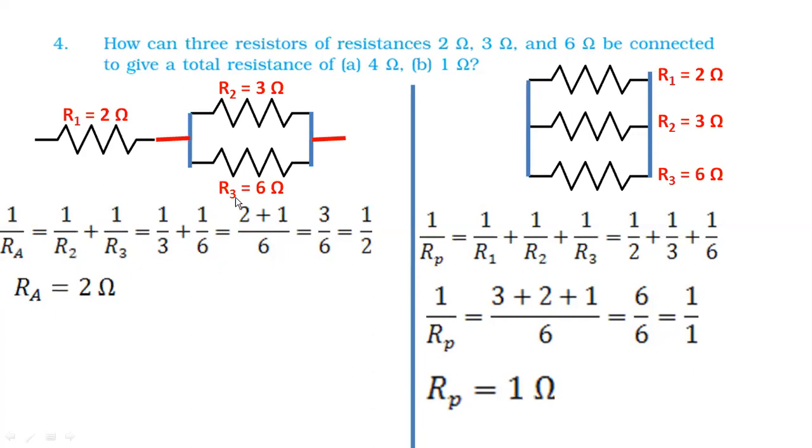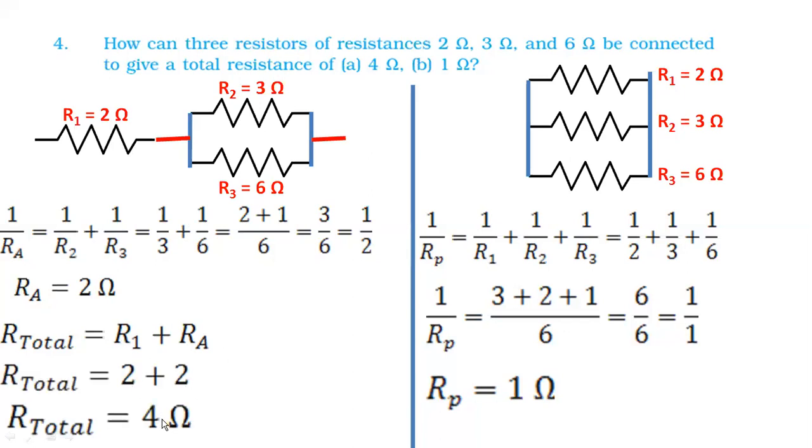Now this RA is connected in series with R1. So I have to apply now which formula? Series formula. पहले parallel formula लगाया. क्यों? Because R2 and R3 were in parallel. Now I have to use which formula? Series formula. So it will become R total. I will call it R total. Total resistance is equal to R1 plus. This combination we have already found. What is that combination? We are calling it RA. So R1 plus RA. So let me add those. Value would be 2 plus 2.